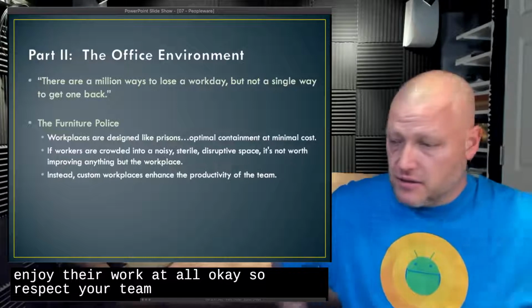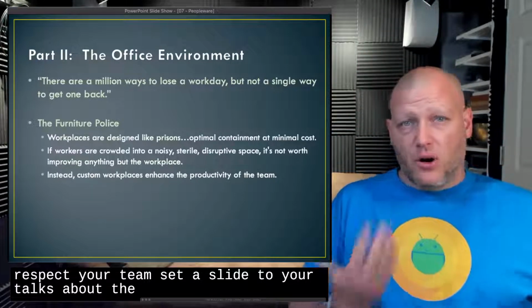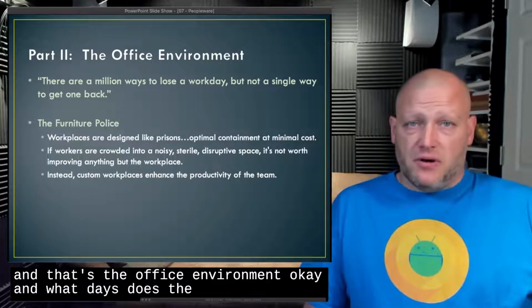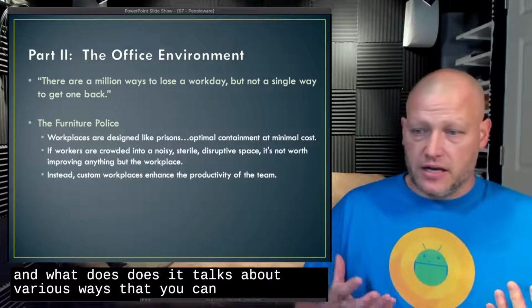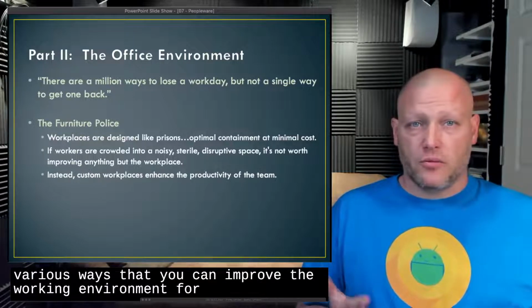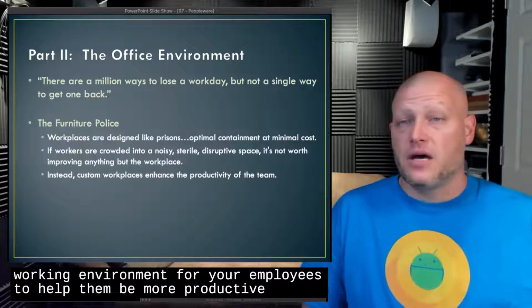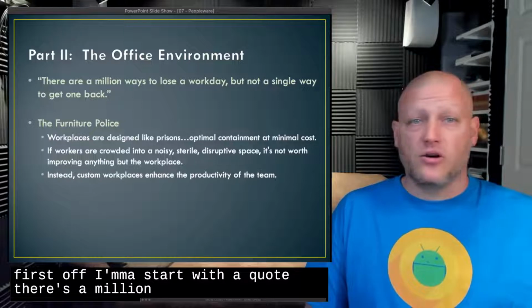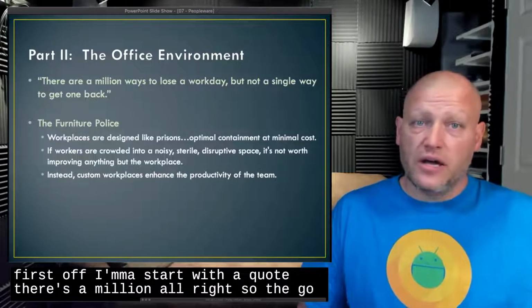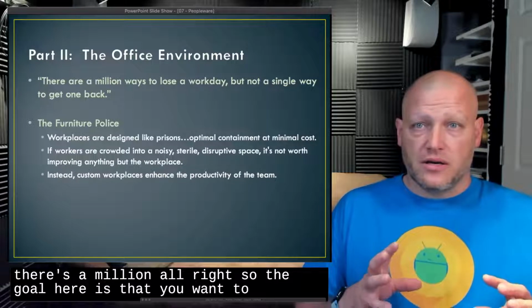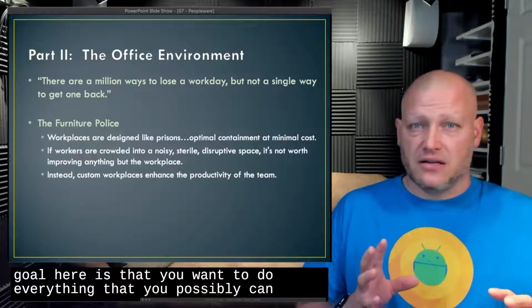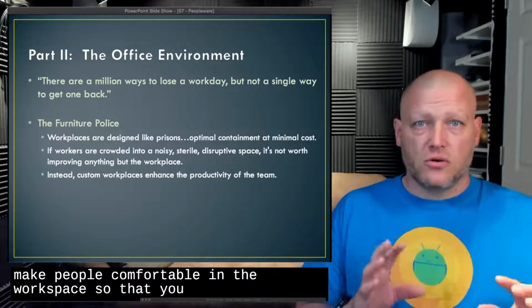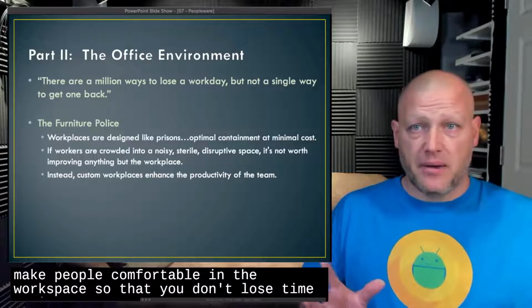All right, the next set of slides talks about the next part of this book, and that's the office environment. What this does is talk about various ways that you can improve the working environment for your employees to help them be more productive. First off, I'm going to start with a quote: "There's a million ways to lose a workday, but not a single way to get one back." So the goal here is that you want to do everything that you possibly can to make people comfortable in the workspace so that you don't lose time. You can't get time back.